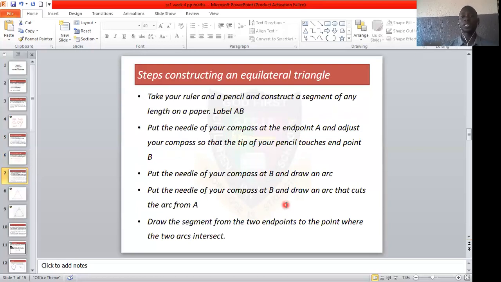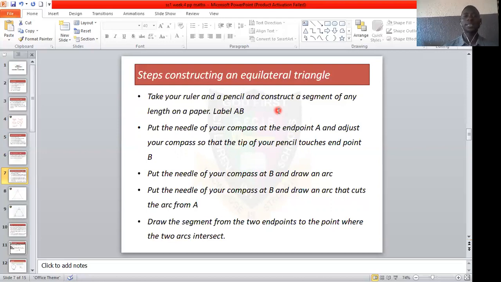These are the properties to consider, or steps to constructing an equilateral triangle. Number one, take your ruler. Please follow the steps very, very well. Take your ruler and a pencil and construct a line segment of any length on the paper, label it AB. You can take 5 centimeters, you can take 10 centimeters, depending on how convenient it is to you.